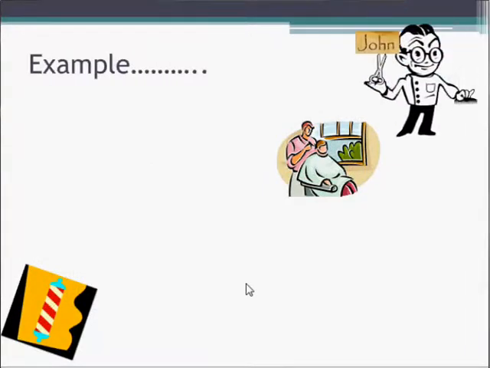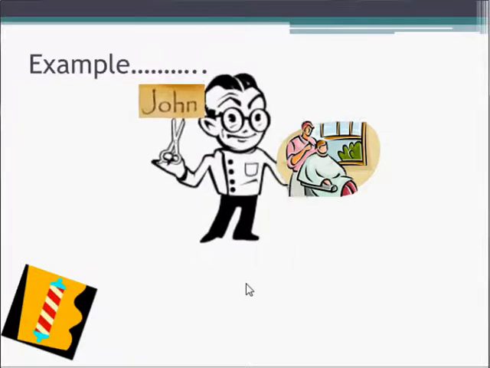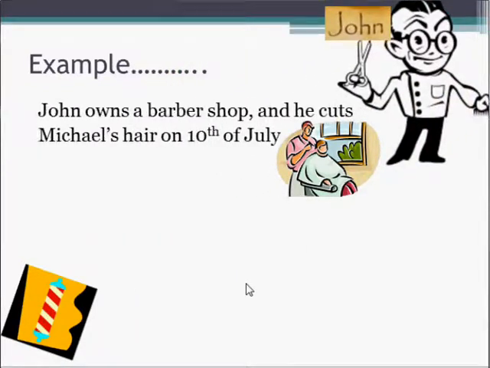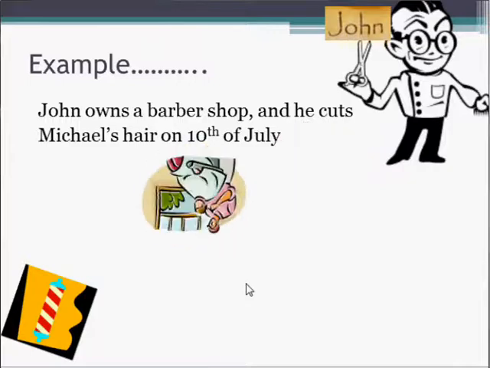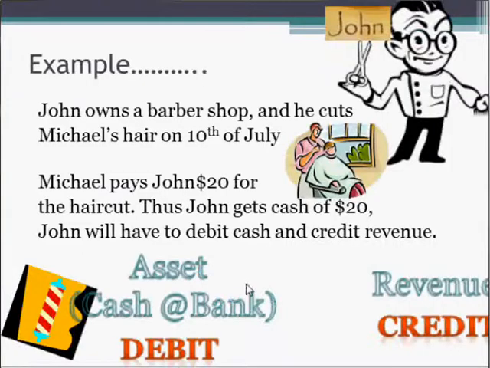Now let's look at an example. This is John. John owns a barber shop and he cuts Michael's hair on the 10th of July. Michael pays John $20 for the haircut. Thus, John gets cash of $20. John will have to debit cash and credit revenue. Why credit revenue? Because John is providing a service to Michael by cutting his hair, and thus John, owning a barber shop, receives cash by providing a service. Thus, we call it account revenue, and thus we credit revenue.